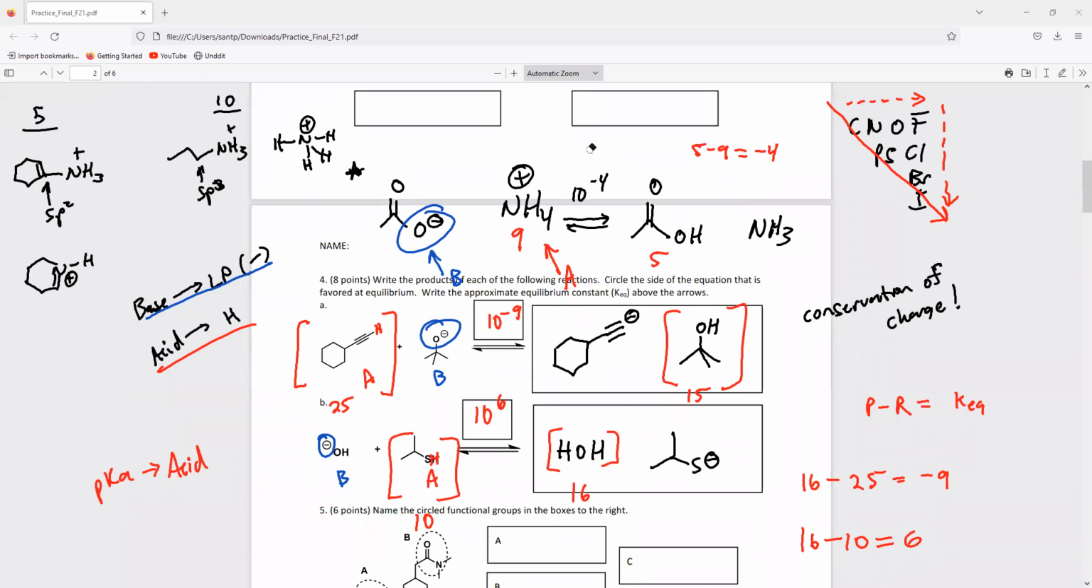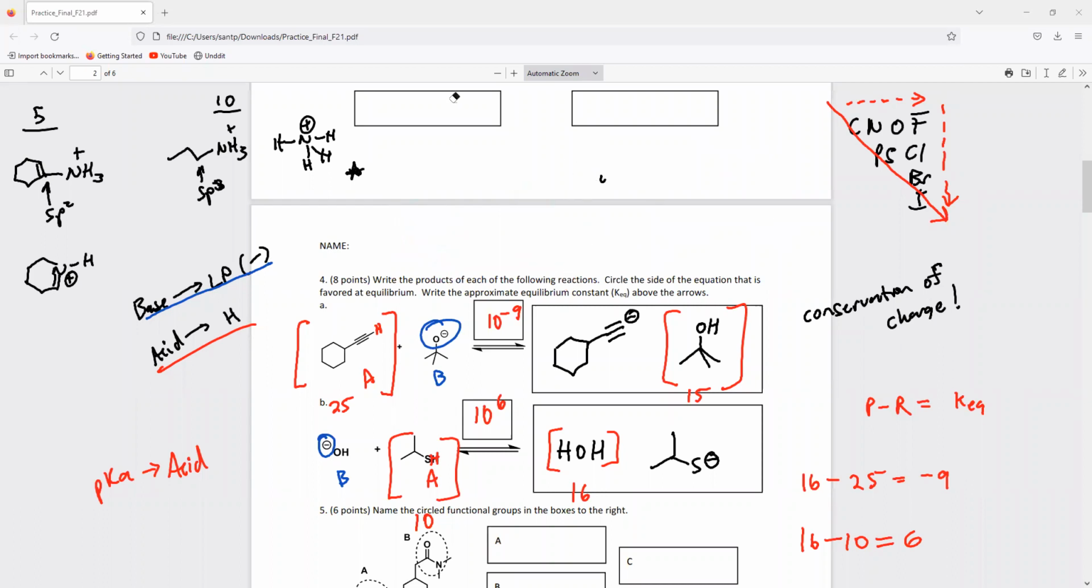Let's just do one more. All right, let's see if I can put another tricky one on here. This one's not too tricky. It's more about being able to identify the different species. Okay, cool.